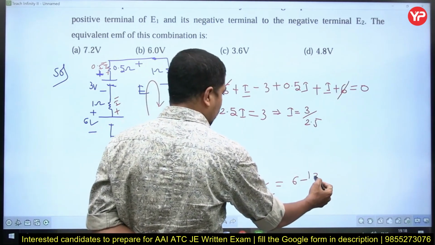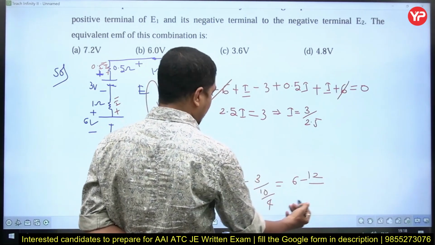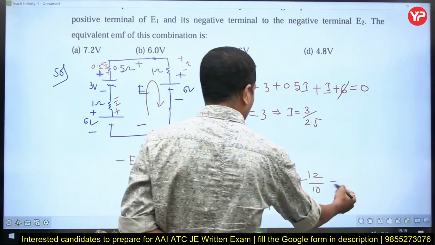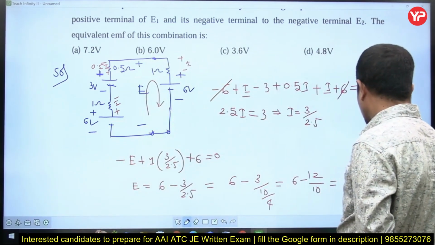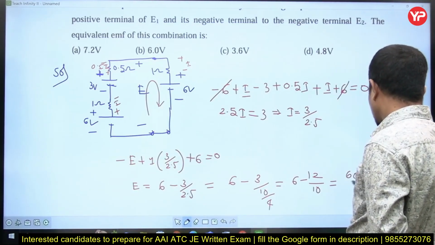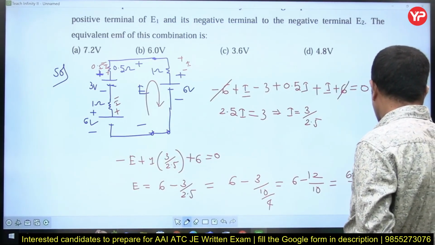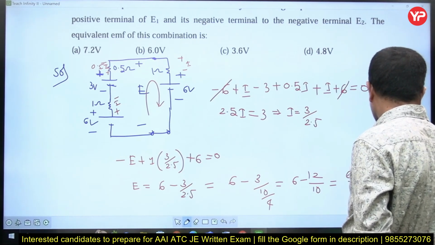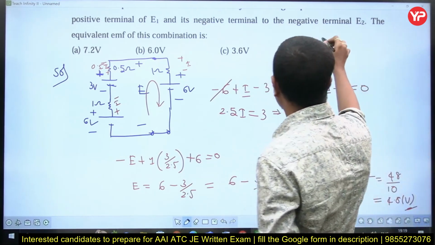So 6 minus 12 divided by 10. Am I correct? 10 divided by 4 is 2.5, so 3 divided by 2.5 is 12 divided by 10. So it is 60 minus 12 divided by 10. I think it is 48 by 10. It is 4.8 volts. Answer is what? 4.8 volts. Option is D.